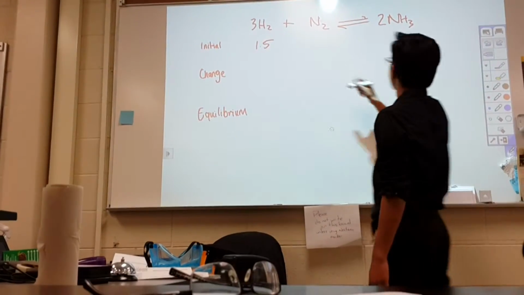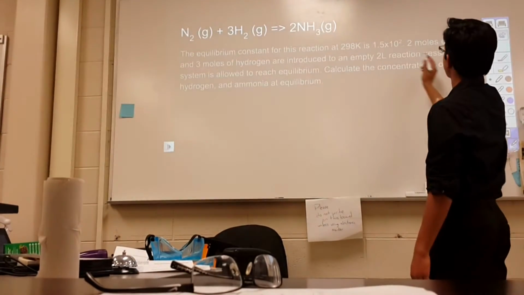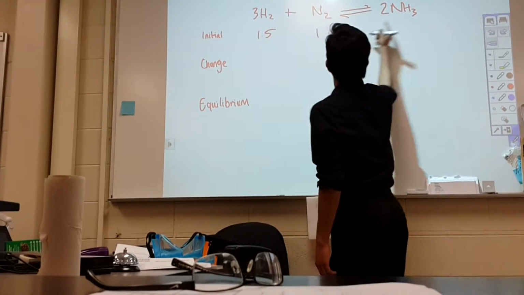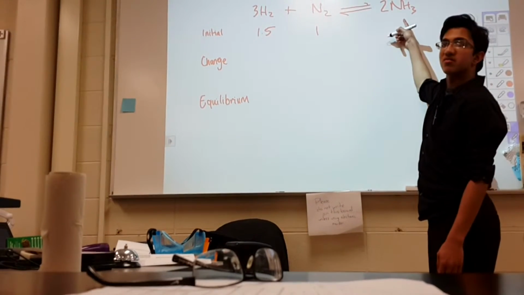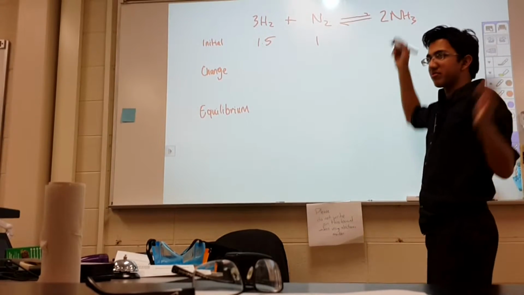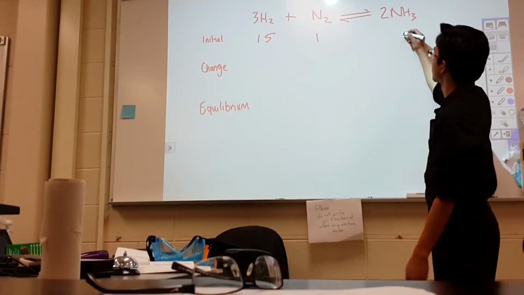What is my N2? 2 and 2? Okay. What is NH3? Why is it 0? Because you don't start with that in the beginning. I have none of it. I have no moles. Whatever my volume is, 0 over whatever is 0.